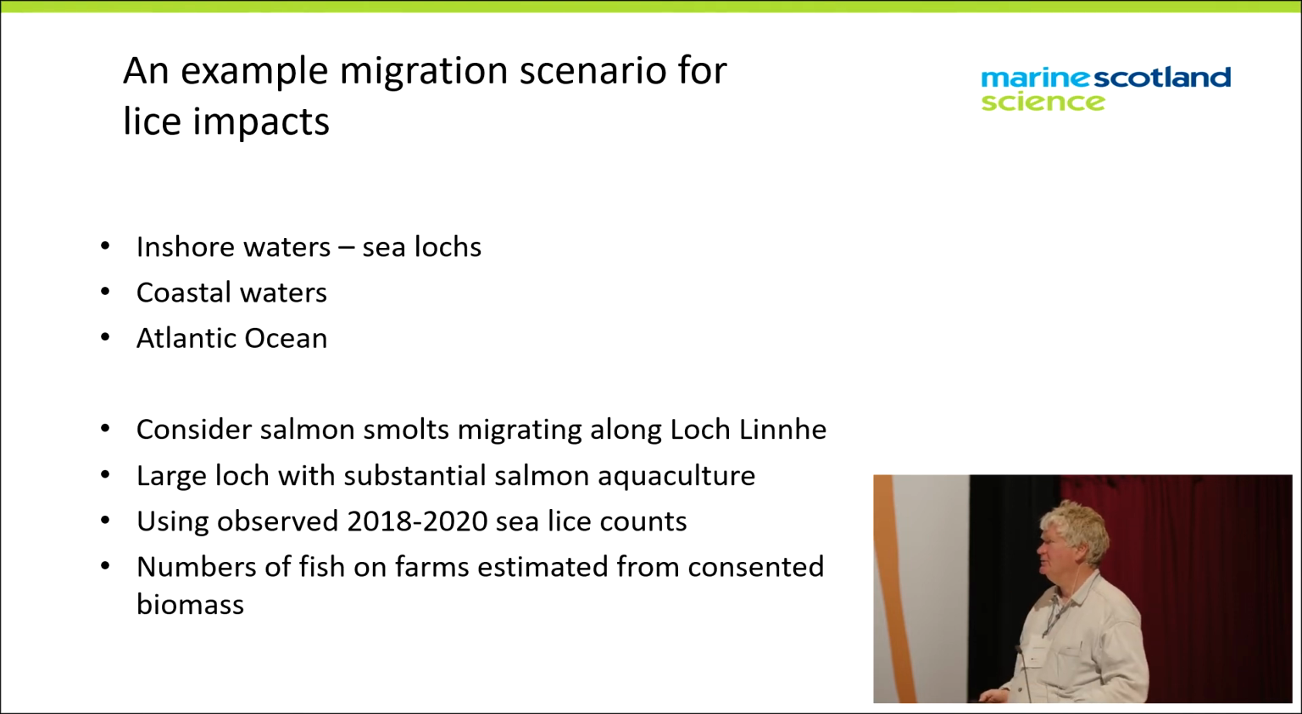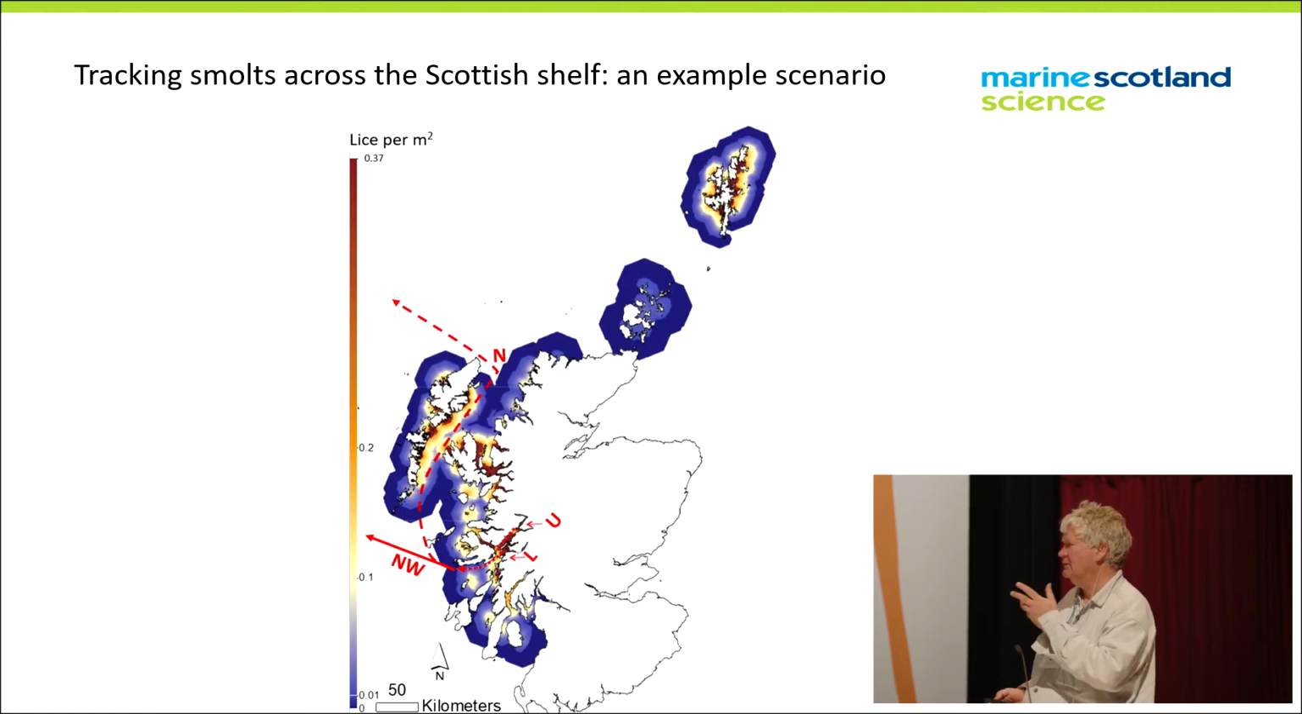Okay, so I'm just going to illustrate with an example through inshore waters, coastal waters out into the Atlantic Ocean, and taking an example of smolts migrating through Loch Linnhe, which is a long loch with substantial summer aquaculture. This model is fitted with 2018 to 2020 sea lice counts and the number of fish and farms estimated from consented biomass. So this is the distribution of infectious pressure with the kernel model that is distributed around the coast of Scotland, and we look at 4 scenarios.